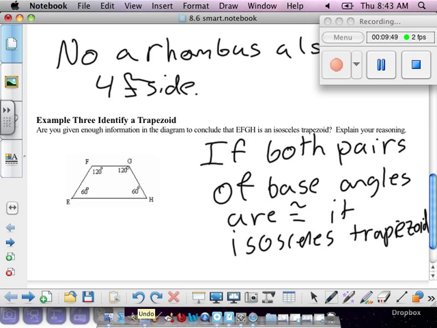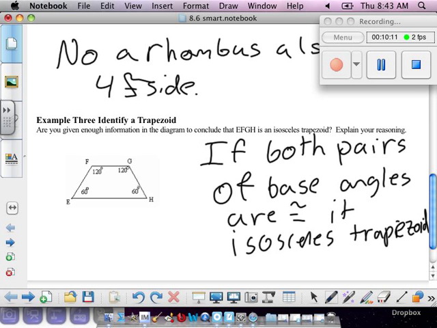Okay, does anything else have angles that are congruent to each other? No, a square and a rectangle have 4 congruent angles, right? But they are all congruent. They're all 90. We know that parallelograms have opposite angles are congruent, but these are consecutive angles at the bases that are congruent.